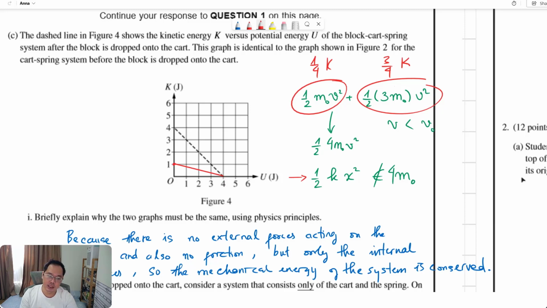And of course, there's another graph like this, the kinetic energy of the block of 3m0. So the sum of these two lines, indicating the variation of the kinetic energy of the cart solely and of the block, with the addition of these two types of energy, will be equal to this original dashed line, the kinetic energy of the system.